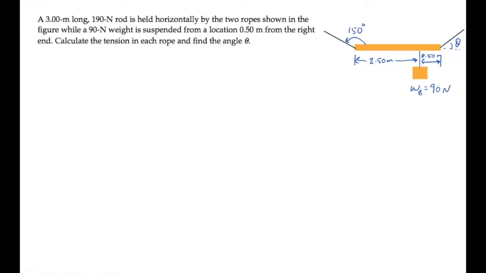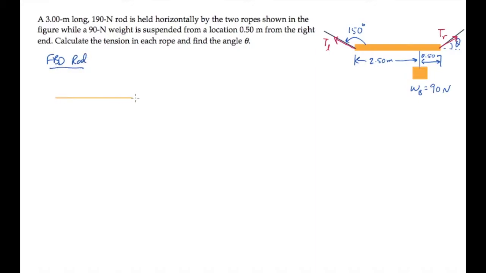The rod in this problem is held horizontally. We're asked to find three things: the tension in this left rope, TL, the tension in this right rope, TR, and the unknown angle theta on the right. We'll do this by drawing a free body diagram and applying the conditions of equilibrium.